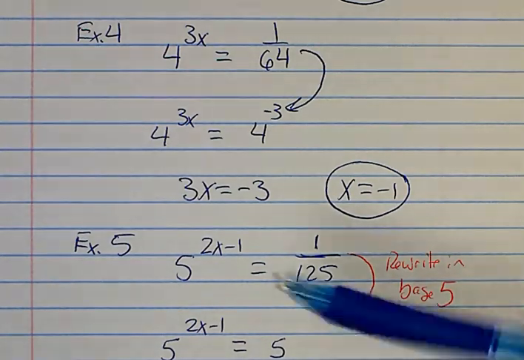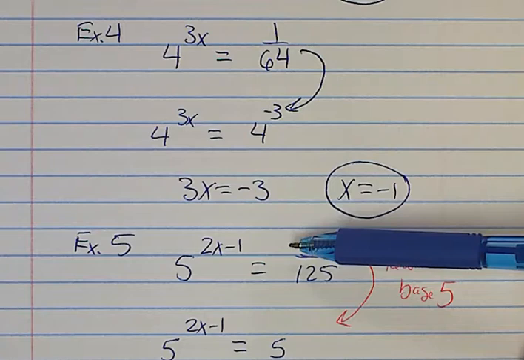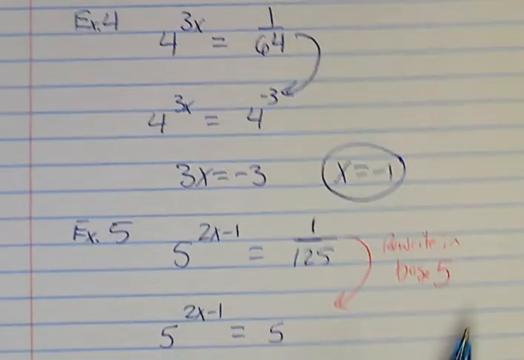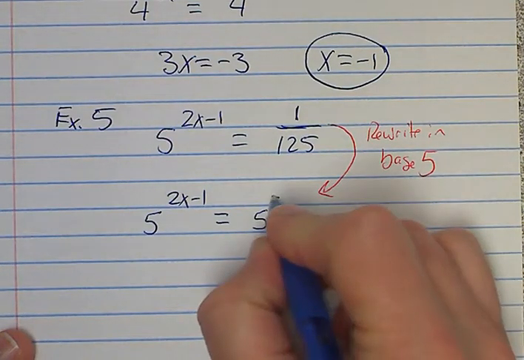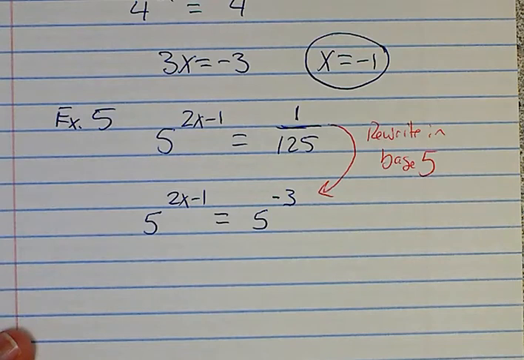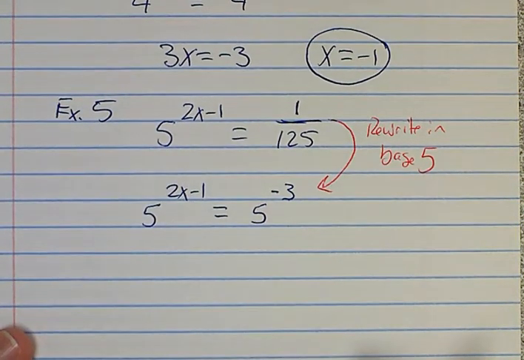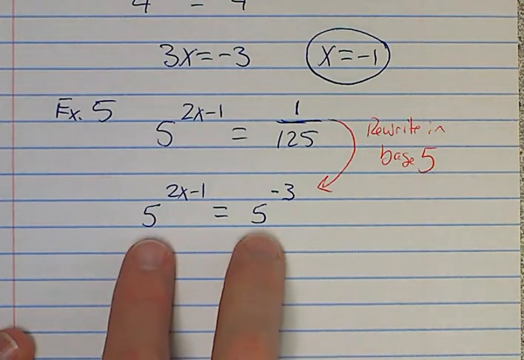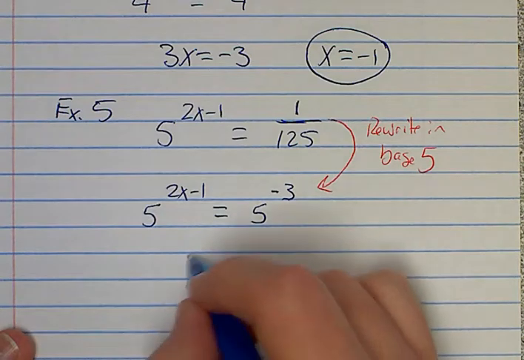Right, and if that was 125 without the fraction, 5 times 5 is 25. If you multiply by 1 more 5, that would be 5 to the 3rd. But because it's a fraction, instead of being 5 to the 3rd, it would be 5 to the negative 3 power. Right, and then you're back to the same thing. Once the bases are the same, you can get rid of the bases and worry about just the exponents.